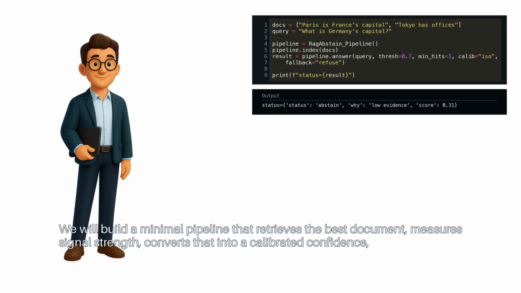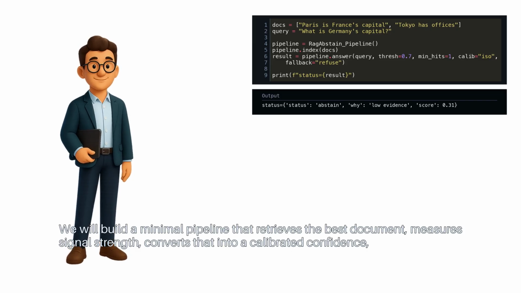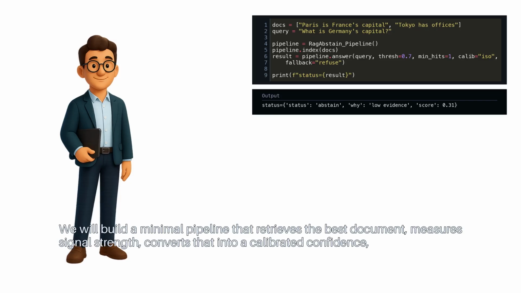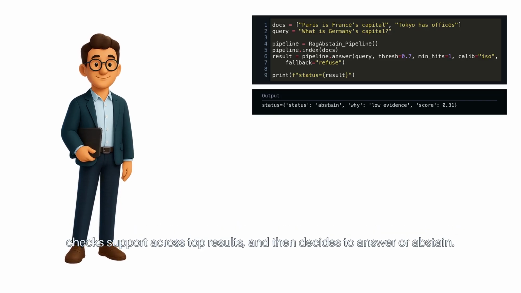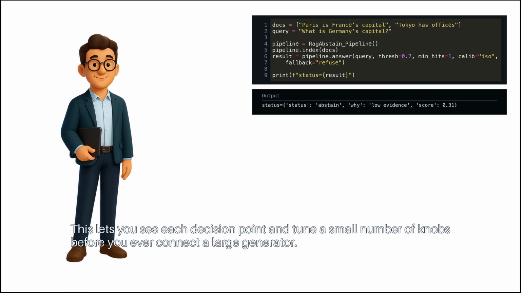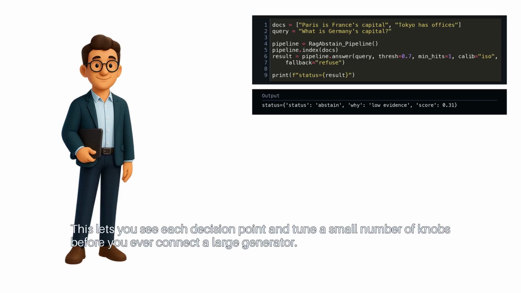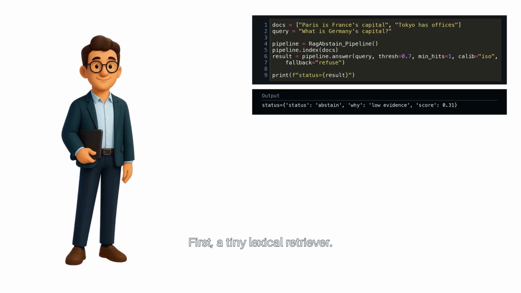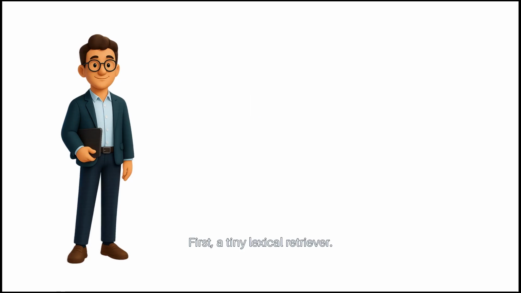We will build a minimal pipeline that retrieves the best document, measures signal strength, converts that into a calibrated confidence, checks support across top results, and then decides to answer or abstain. This lets you see each decision point and tune a small number of knobs before you ever connect a large generator. First, a tiny lexical retriever.